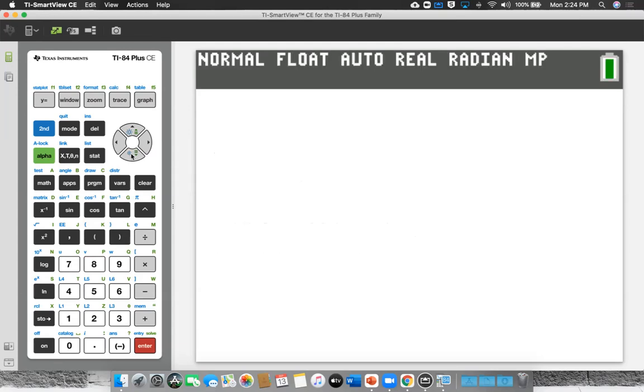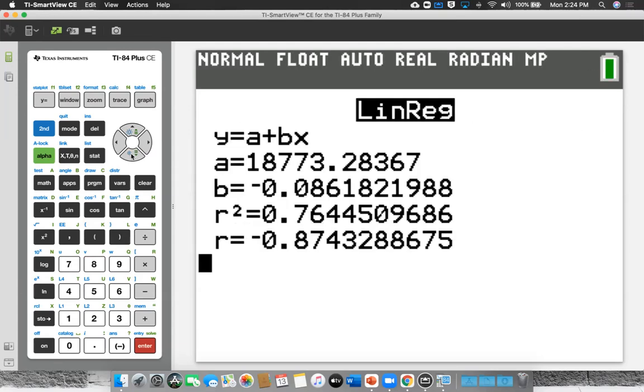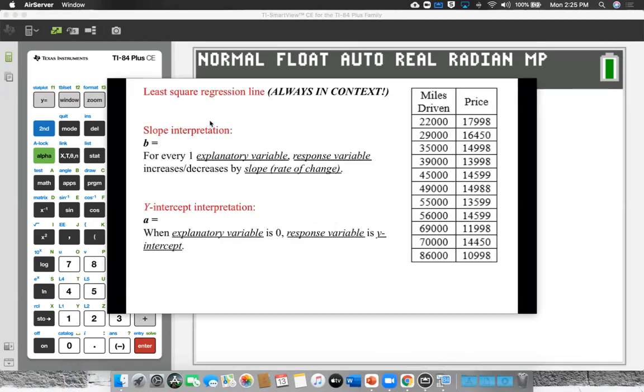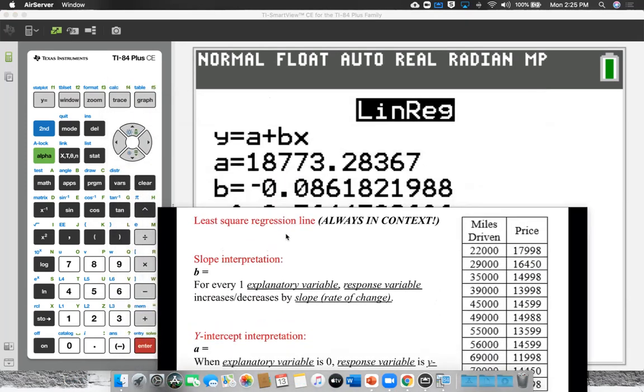calculate. It'll give us R again, right? But then if you look up, there's also A and B. We didn't look at it the first time, but it was there. So what we're going to do now is we're going to write those down. You notice how it says A equals, B equals. We're going to write those numbers down. That's the slope and the y-intercept for the least squares regression line.